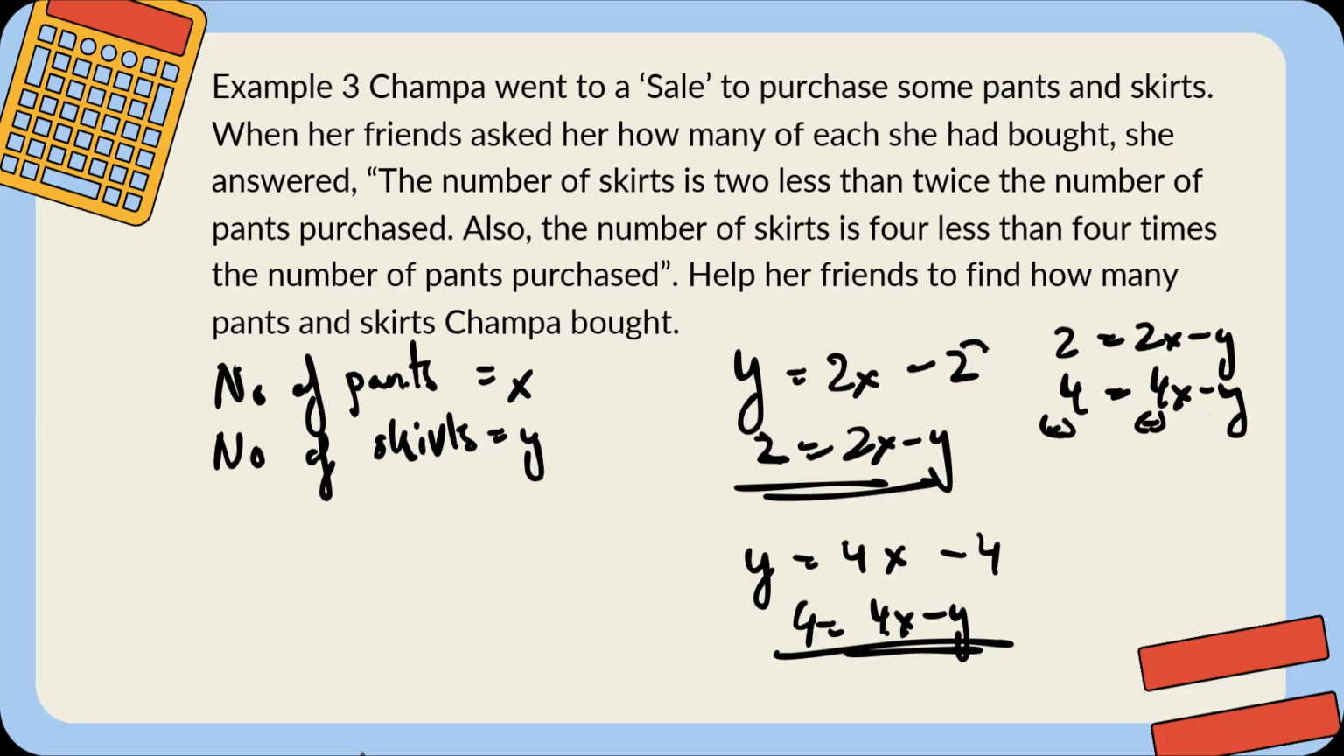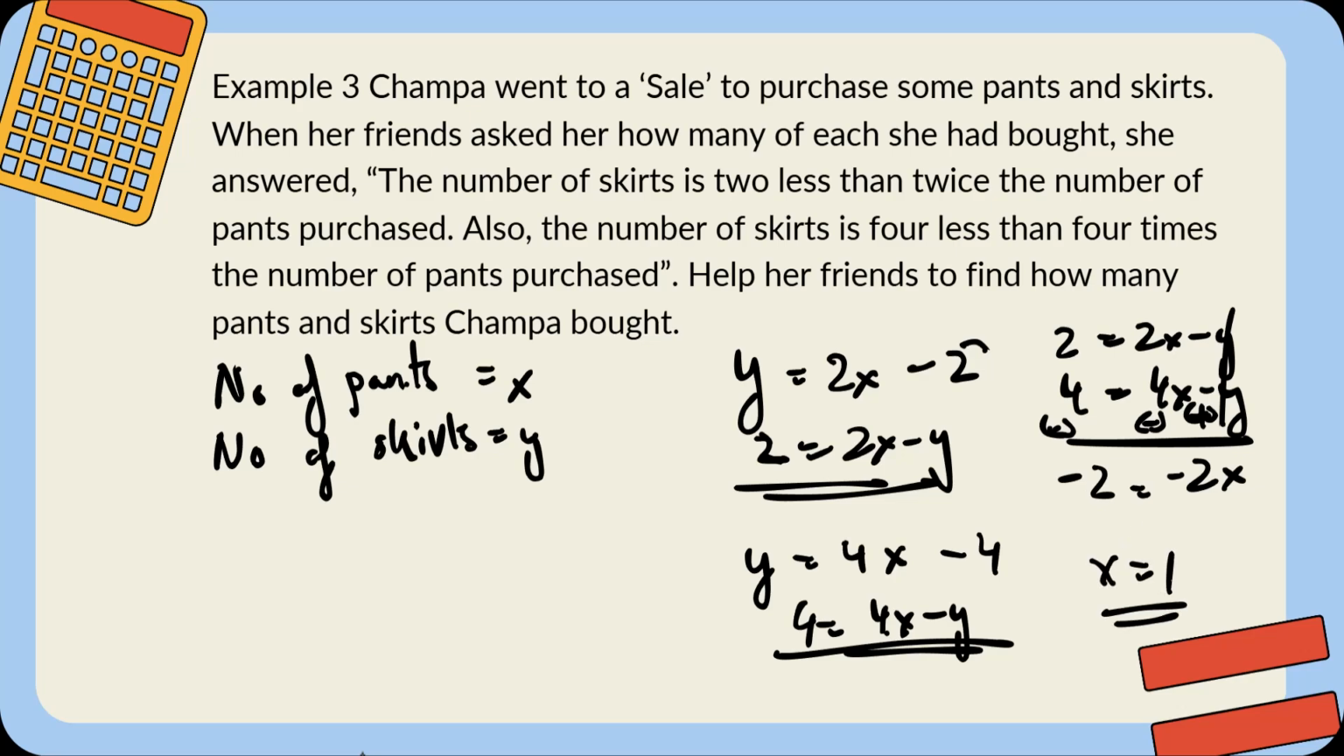If you subtract, the sign will change and this y part will go, right? So minus 4x and 2x will become minus 2x. Now 2 minus 4. What is 2 minus 4? Minus 2. So your answer will be x is equal to 1.